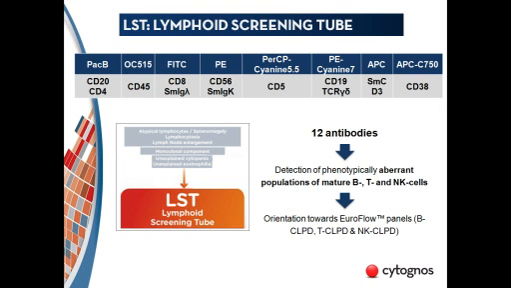Depending on the result of this screening tube, we are going to move to the whole panels composed by several antibodies, BCLPD, TCLPD, or NKCLPD. And then we will make the diagnosis. But thanks to the LST, we can orientate our study to B, T, or NK.